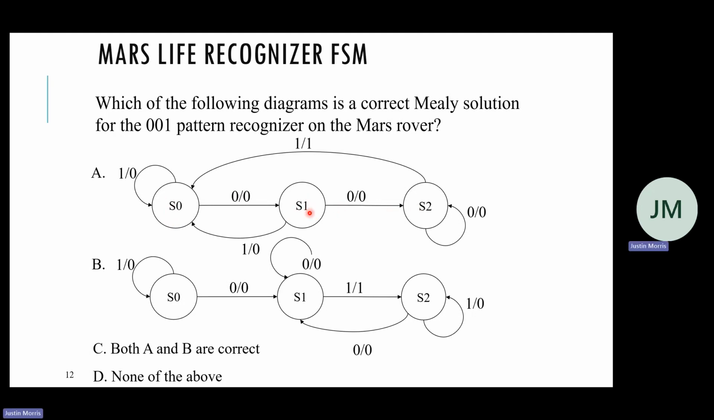But if I see another 0 from S1, I go to S2. S2 means I've seen 2 zeros, or we can say at least 2 zeros, because if I see a 0, I stay in S2, right? And then if I'm in S2 and I see a 1, I've seen 2 zeros, and now my input is 1. That's why my output is 1. So this one, A, works for this 0, 0, 1 pattern recognition.